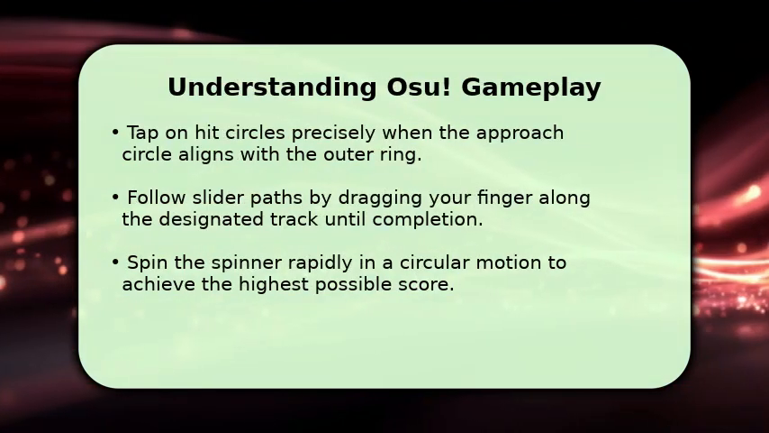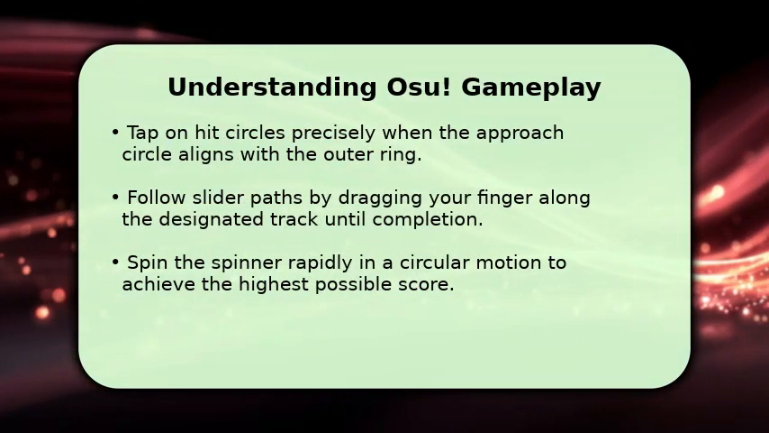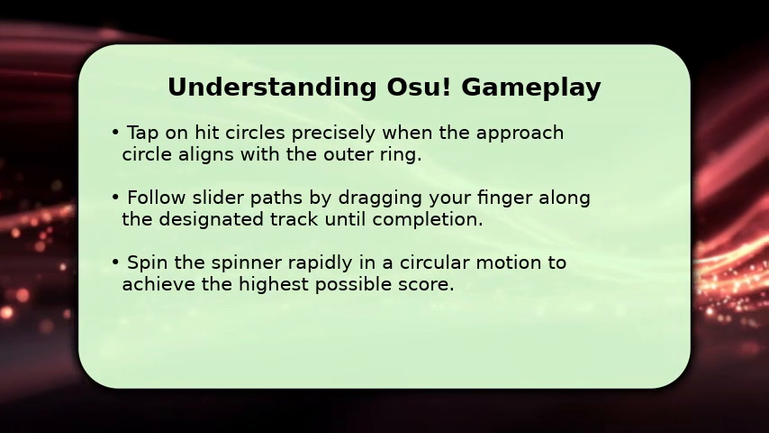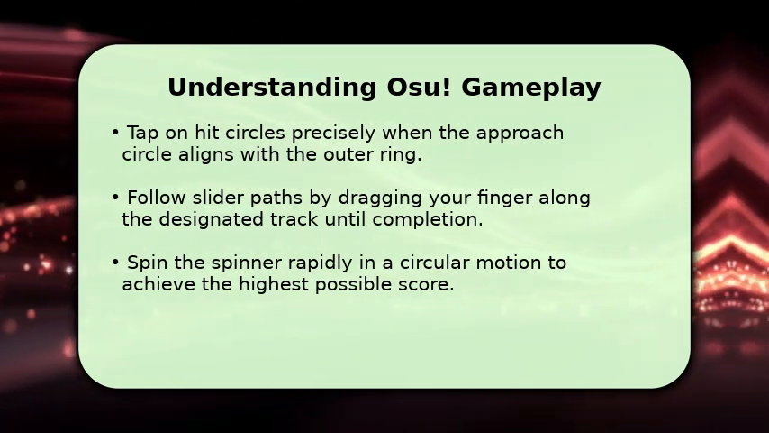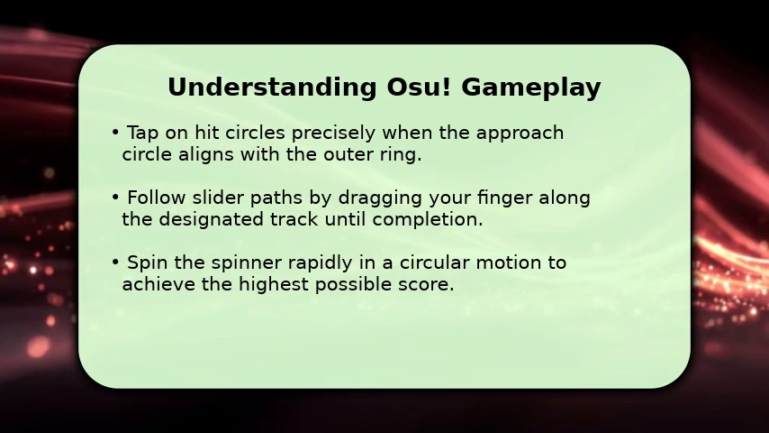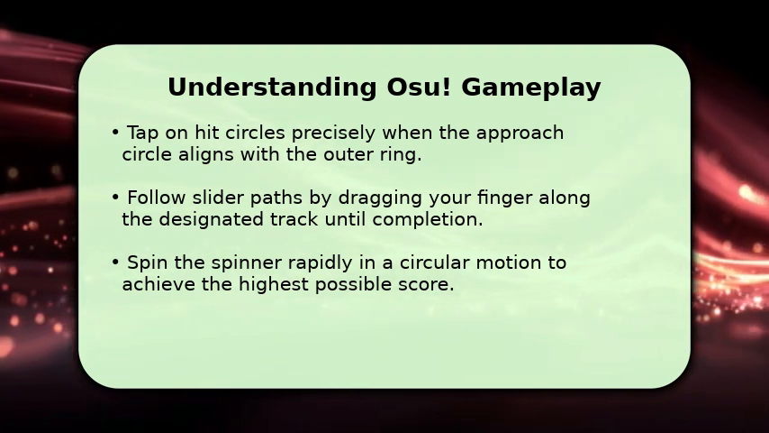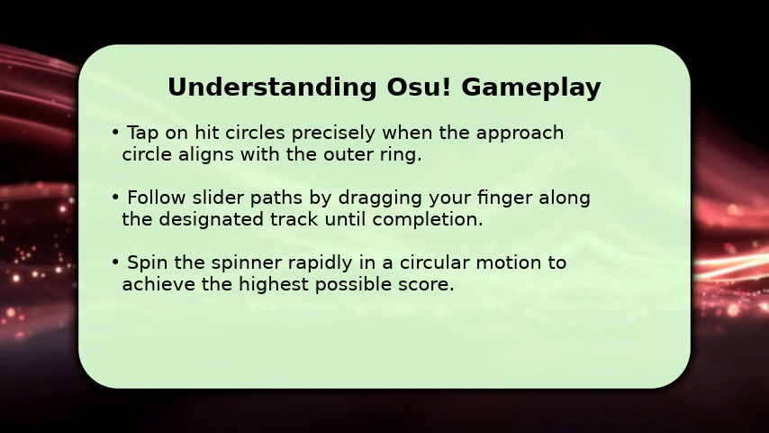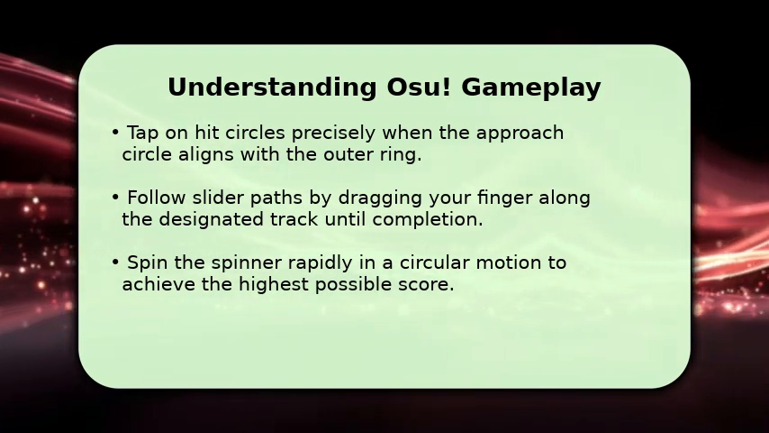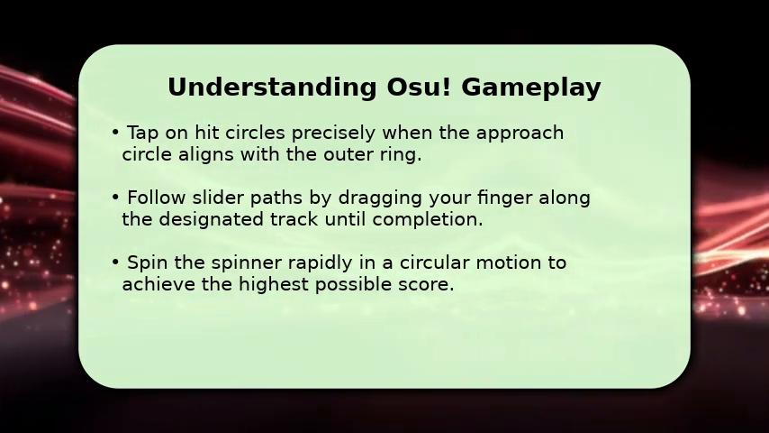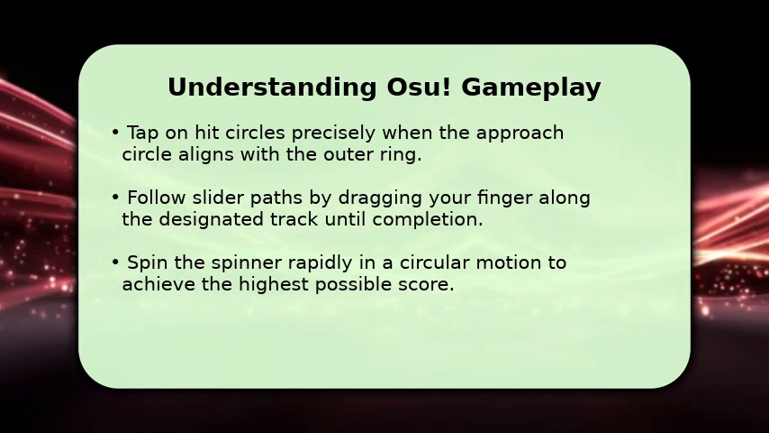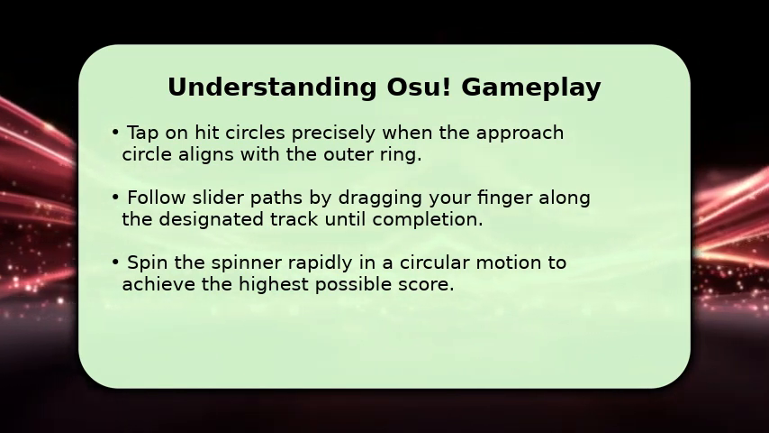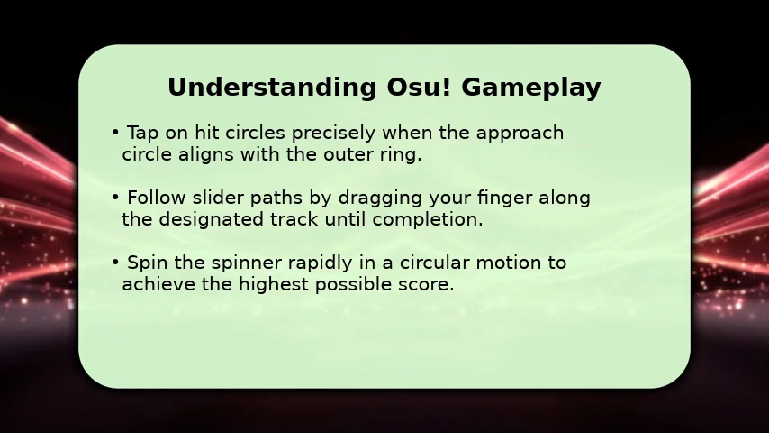Playing OSU on Android involves 3 main elements. You will tap on hit circles as the approach circle shrinks to meet them, aiming for perfect timing. For sliders, you drag your finger along the path, ensuring you stay within the track. Finally, for spinners, you rapidly rotate your finger on the screen to fill the meter. Mastering these 3 actions is key to achieving high scores and enjoying the rhythm-based gameplay.